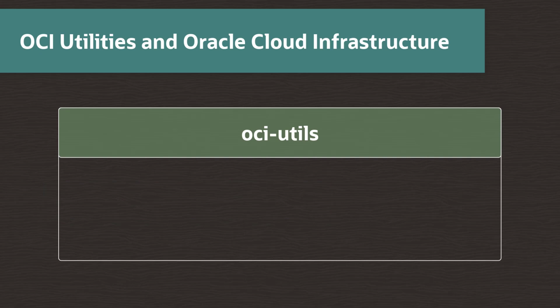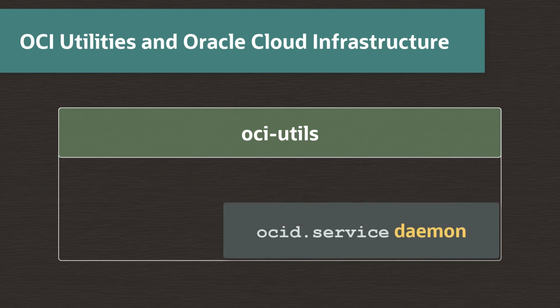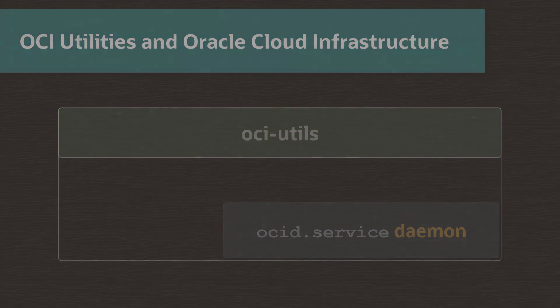OCI Utilities uses a daemon service called ocid.service to discover and interact between instances and the Oracle Cloud Infrastructure and its resources. The service is not started by default, so before using OCI Utilities, always check to ensure the OCID daemon is started.